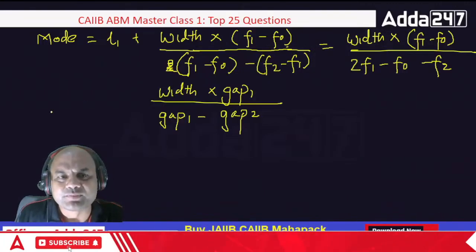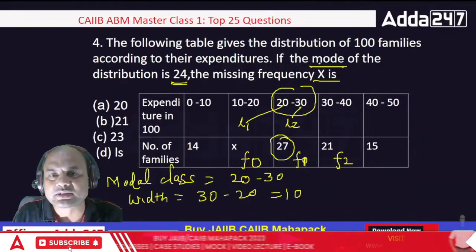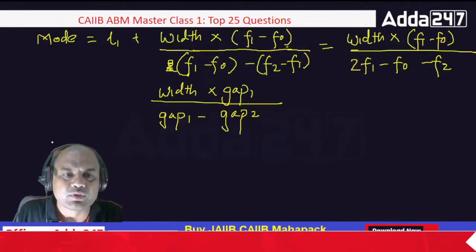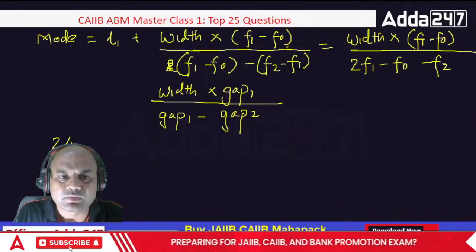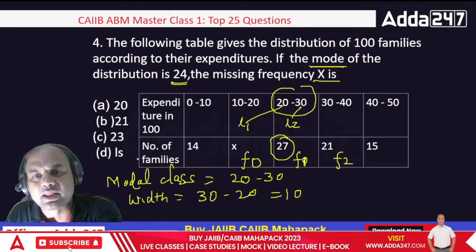So let's solve this now. So what is mode given? Look at this. Mode is given as 24. Okay, so 24 equals, what is the width? Width just now we found out, 10.